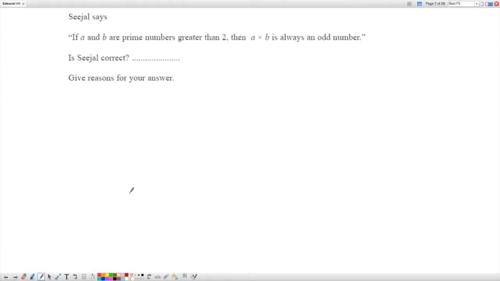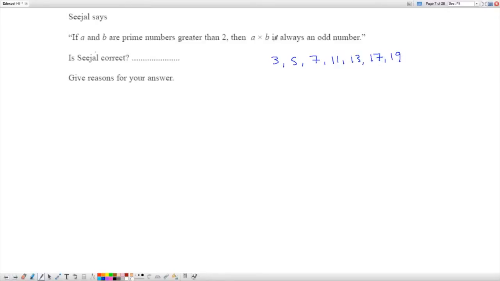Here we're told that CGEL says if A and B are prime numbers greater than 2, then A multiplied by B is always an odd number. Is CGEL correct? Give a reason for your answer. So first off, let's look at the prime numbers greater than 2. So we have 3, 5, 7, 9 is not a prime number, 11, 13, 17, 19. Probably won't need to go any further than that.